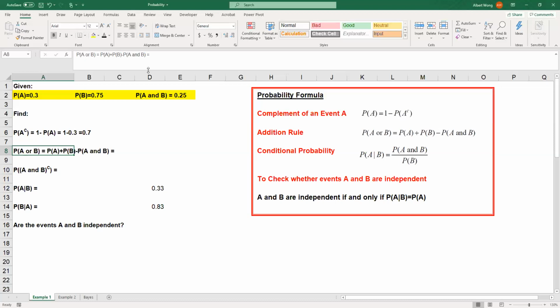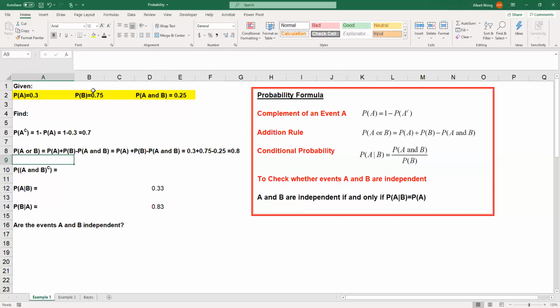Now, what we can do is to just substitute this probability directly using the rule. So the probability of A or B is equal to the probability of A plus the probability of B minus the probability of A and B. So in this case, the probability of A is 0.3, the probability of B is 0.75, minus the probability of A and B, which is given to be 0.25. So if we do a quick calculation, these numbers would be equal to 0.8.